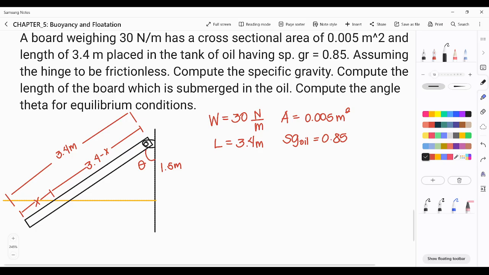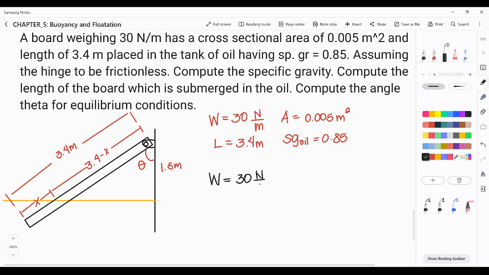So let's start. Paano natin ito sisimulan? Kunin muna natin yung specific gravity ng board. So ano ba yung given natin? May binigay na weight in terms of weight per length, which is 30 newtons per meter. So paano natin kukunin yung weight? Simply, weight is equal to, kung hindi nyo alam gagawin, try nyo mag-unit analysis. Yun ang pinakamabisa. If you arrive at the right units, tama yung sagot mo.